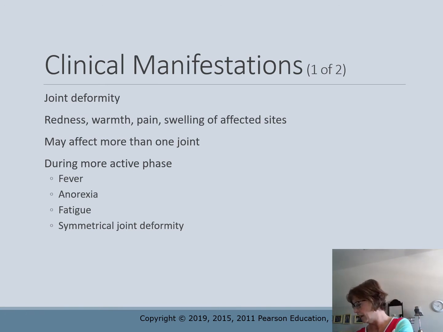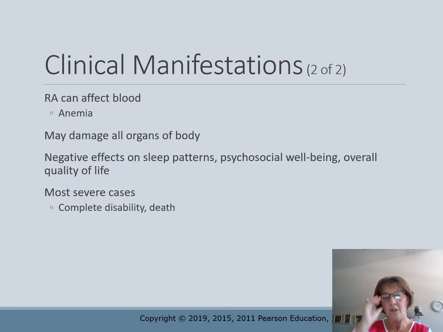So some of the clinical manifestations, and you can see this on page 528: joint deformities, and they're very deformed. They grow in an abnormal way, and you see nodules, and the joints are knotted up, and it's very painful. It's red, warm, and it may affect multiple joints. During the active phase, you may have fever, anorexia, fatigue, and these joint deformities, and a lot of it's usually in the hands. And so you will see that it's very painful.